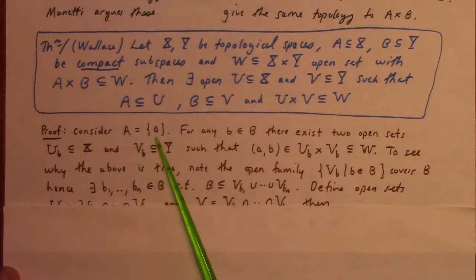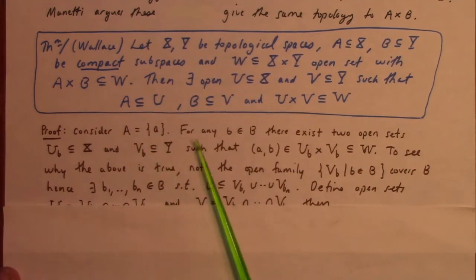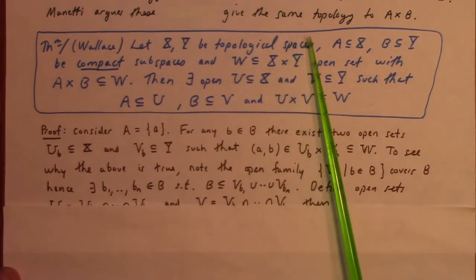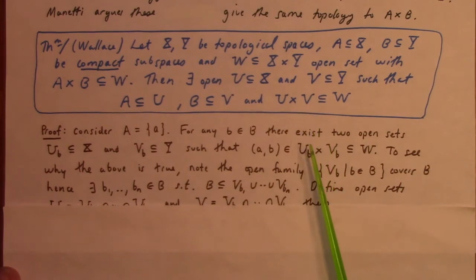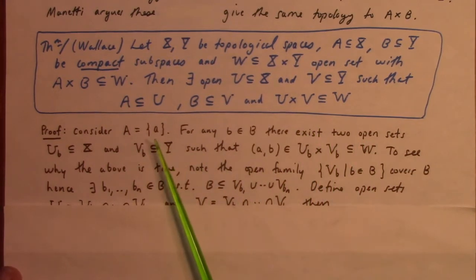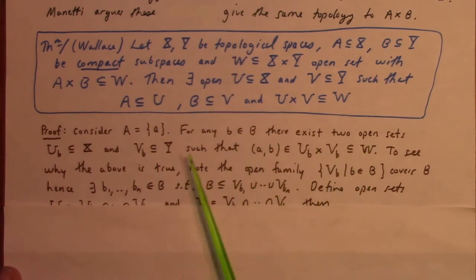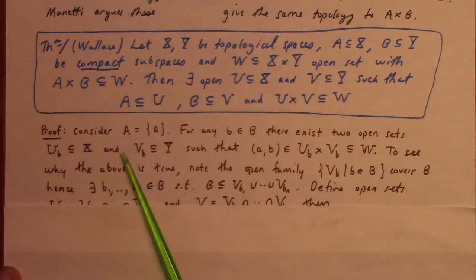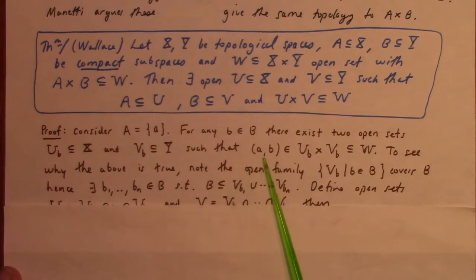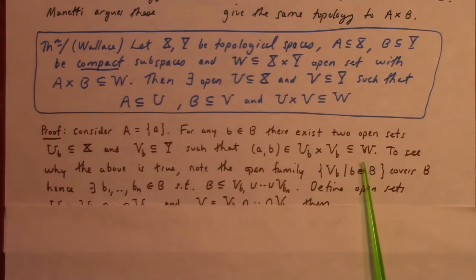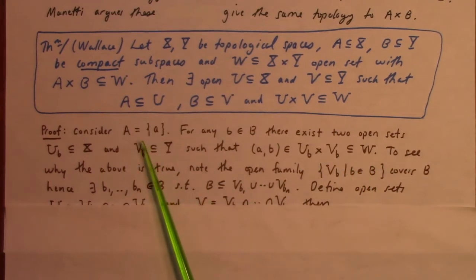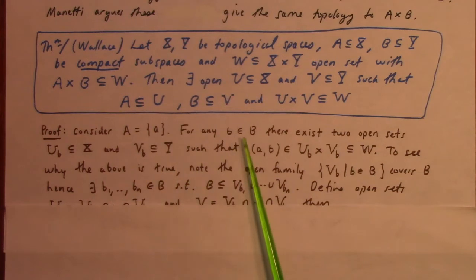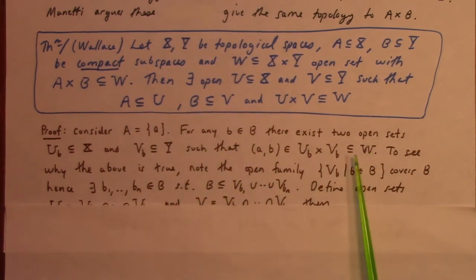Let little a be an element of A. Let A be the singleton {a}. For any b, we're going to assume the preconditions here of Wallace's theorem, right? And so for any b in B, there exist two open sets, U_b in X and V_b in Y, such that the pair (a, b) is in U_b cross V_b, a subset of W. This follows because we're assuming W is open, and because we're assuming that A cross B is a subset of W, right?